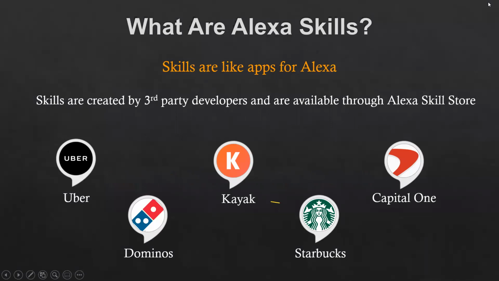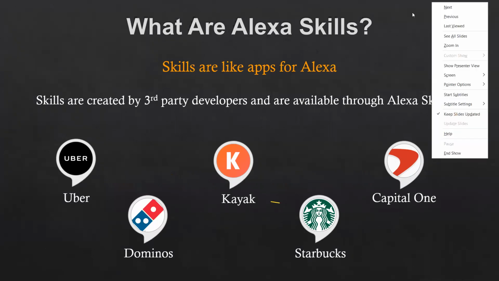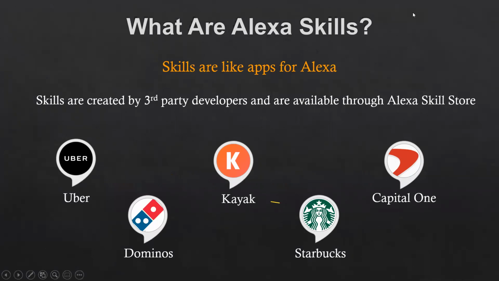So now let's understand what Alexa skills are. Alexa skills are like apps on your phone. When you buy a new phone, it comes with some built-in apps like a calculator, calendar, and more. Similarly, Alexa comes with some core capabilities like music, news, weather, and more. Developers can create apps and publish them to the Play Store or iOS. In the same way, the Alexa Skills Kit allows developers to create apps and publish them to the Alexa Store.